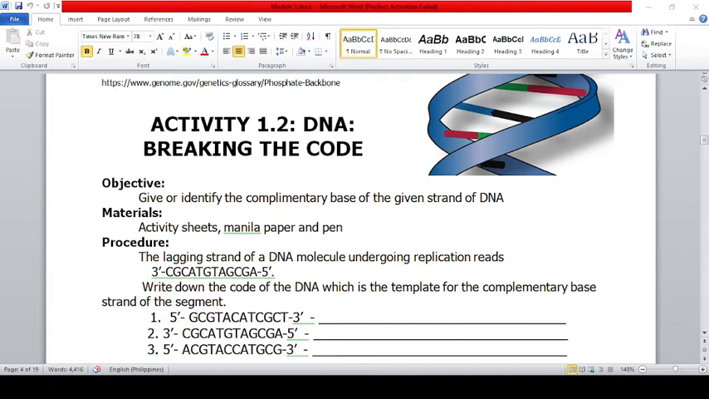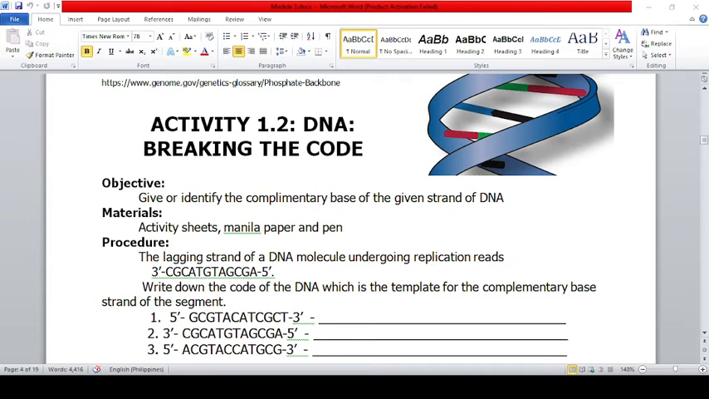For example, we have CGCTA, CATCG. Balik ka din sa ating example sa una. We have CGCATCGTA. So, ano ba ang partner ng C? We have guanine, di ba? CG sa taas. Lagyan nyo na yung C sa taas dyan. Ang partner ng G ay C. Ang partner ng C ay G. So, the same lang yan siya.